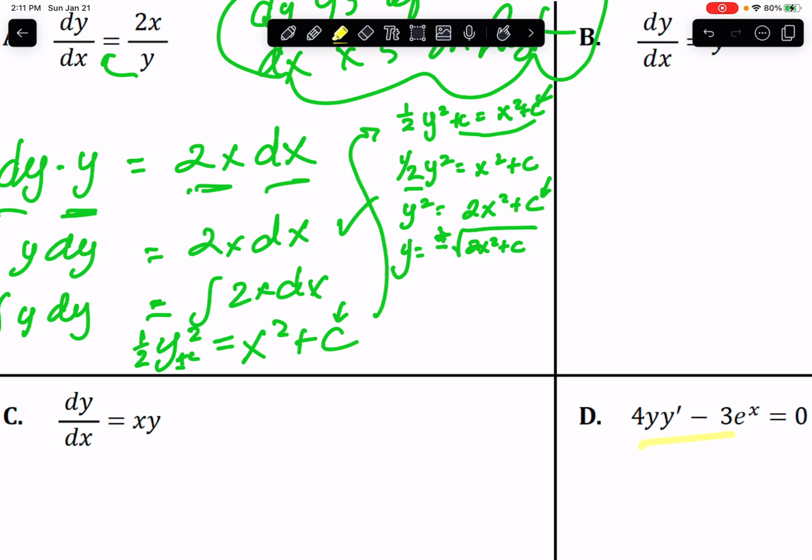Yes, isn't it supposed to be 2x squared plus c? I think it is. Did I do something wrong? I think it's 2x. When I took this, that becomes 2x squared over 2, so it's just x squared.